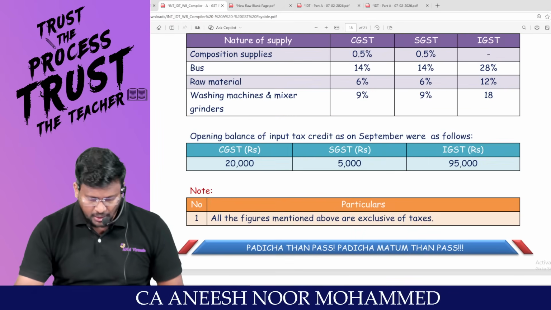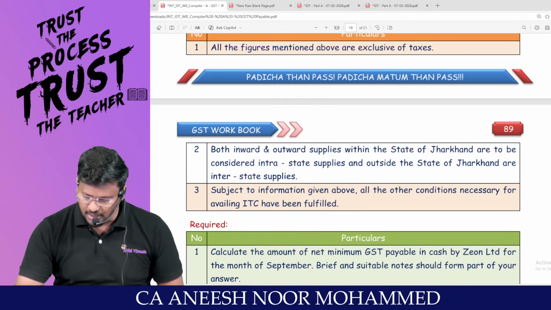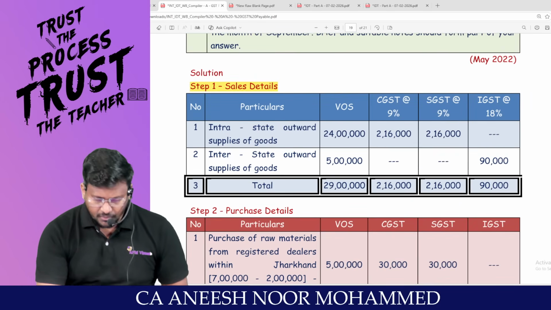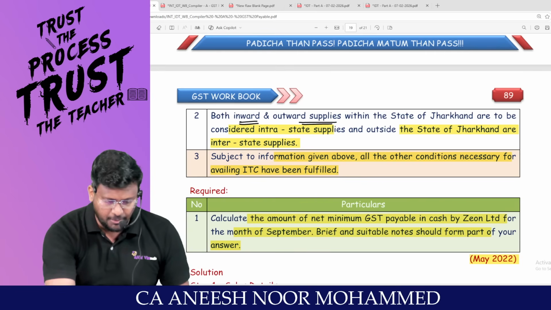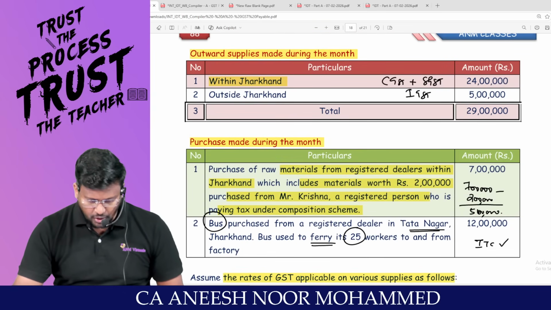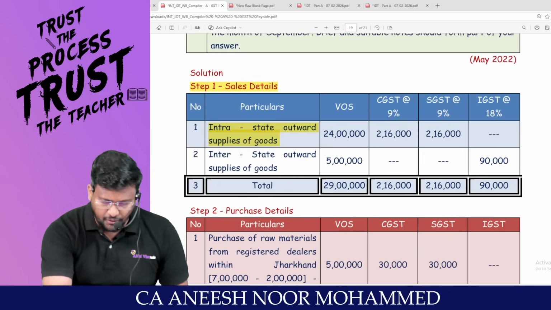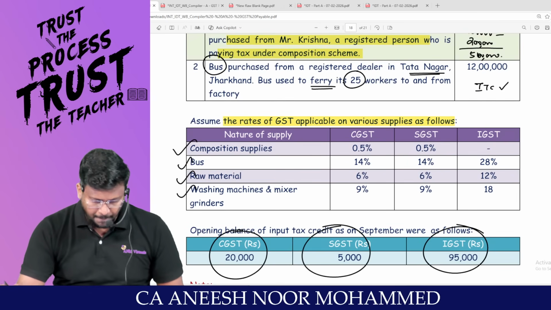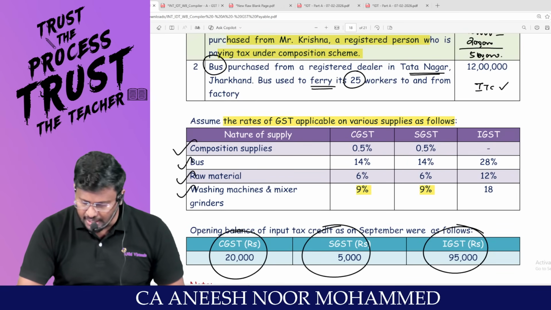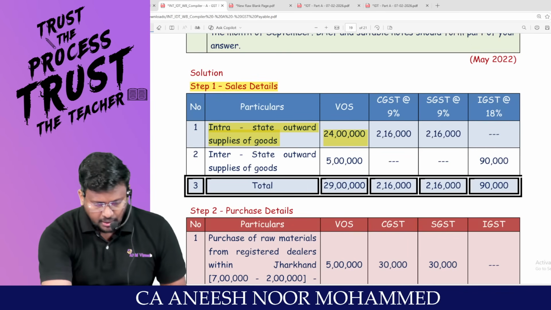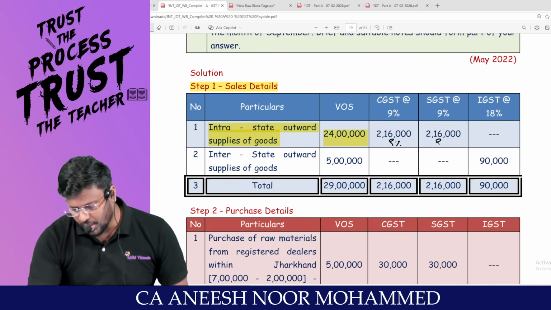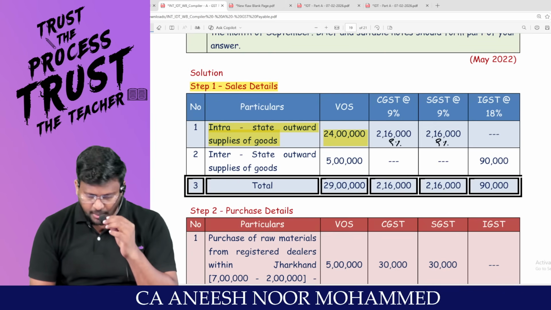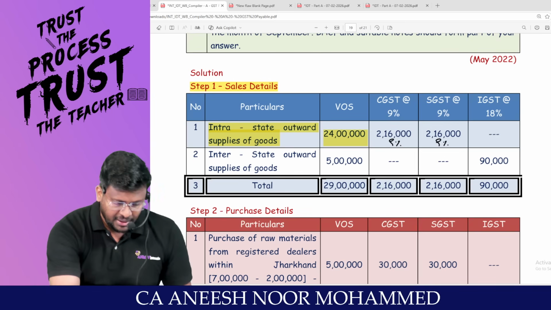I'm moving into the Xeon Limited question's answer. Sir, please help me with the figures. Step number 1 is the sales details. Intra-state outward supply of goods. Tell me what is the detail of intra-state outward supply? 24 lakh. For that goods, what is the rate given in the question? 9%. 24 lakhs into 9%, 2,16,000, and 24 lakhs into 9%, 2,16,000.